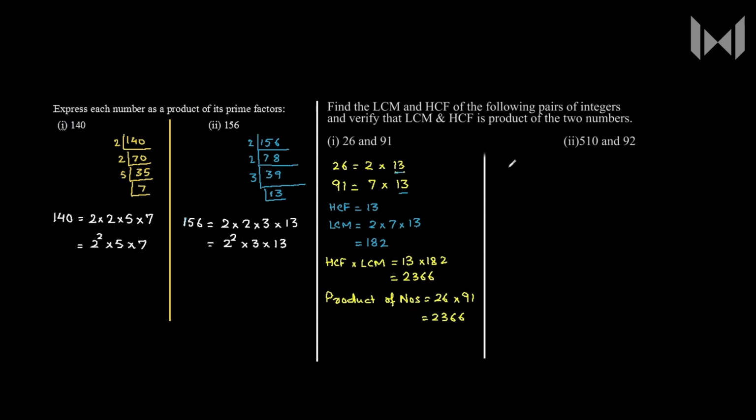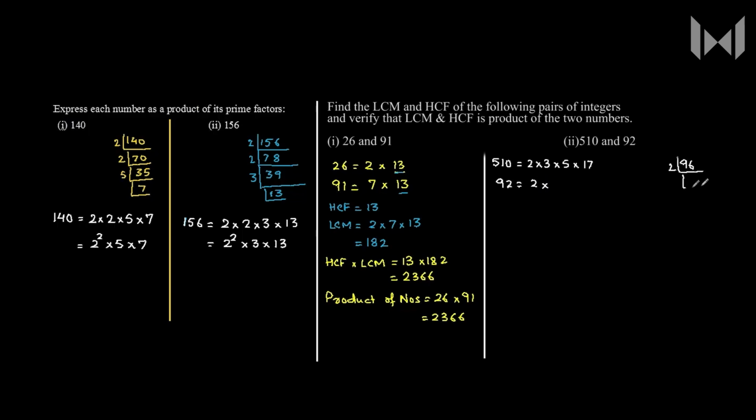Now first we will factorize 510. Now 510 is 51 into 10. 51 is 3 into 17. So 2 into 3 into 5 into 17.